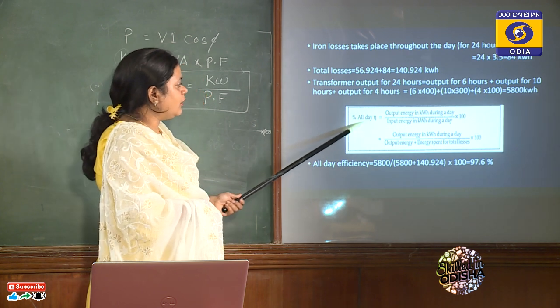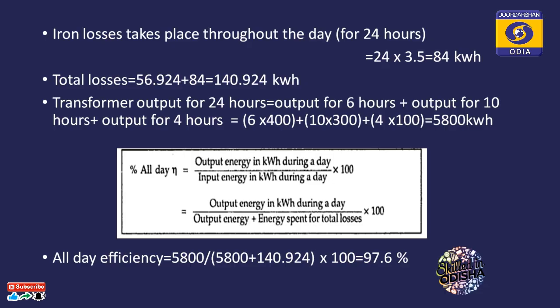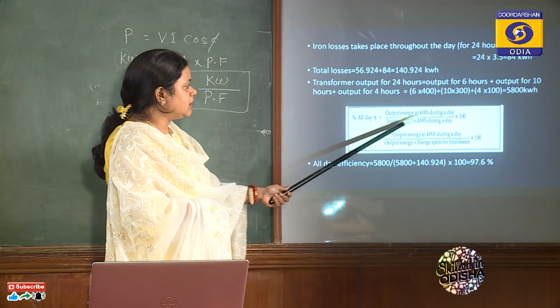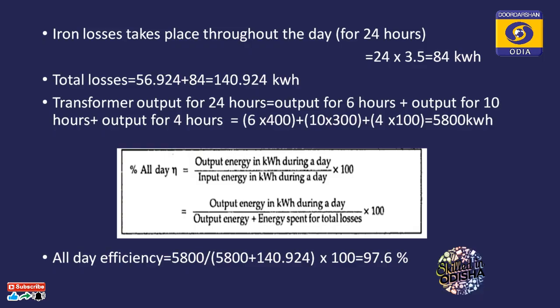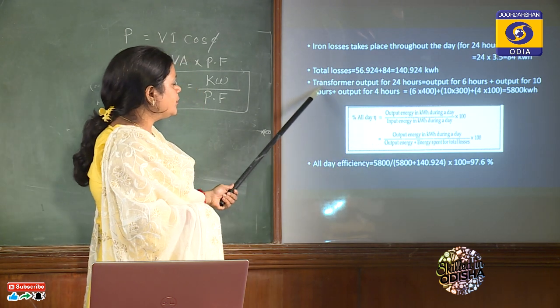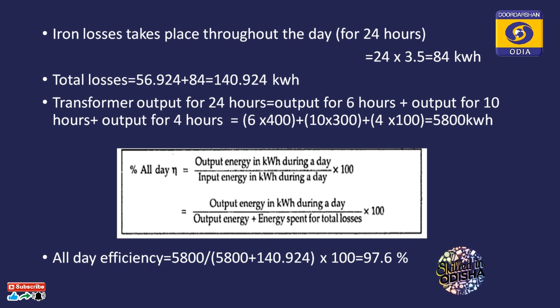Now to find the all day efficiency, we need the output energy in kilowatt hour during a day. The formula is output energy in kilowatt hour during a day divided by input energy in kilowatt hour during a day. The input energy is the output energy plus the energy spent on total losses. So we should calculate the output energy in kilowatt hour during a day. What is the value of output power in kilowatt for 24 hours?